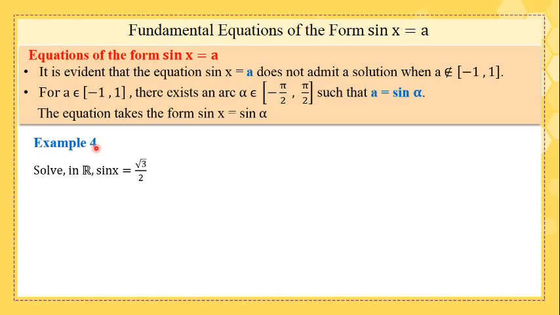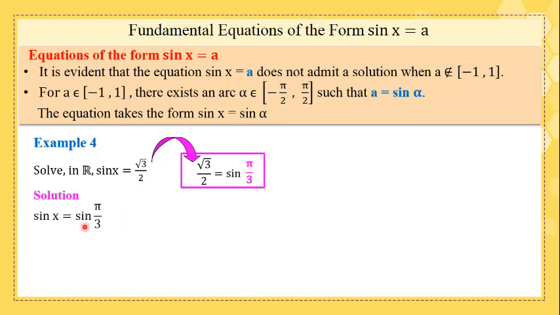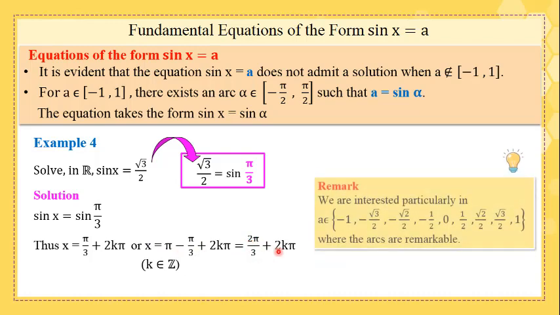Take an example to clarify the idea. We want to solve in R: sin x equals radical 3 over 2. We know that radical 3 over 2 equals sine what? Sine pi over 3. Then sine x equals sine pi over 3. Then x equals pi over 3 plus 2k pi, or pi minus pi over 3 plus 2k pi, that is 2 pi over 3 plus 2k pi.